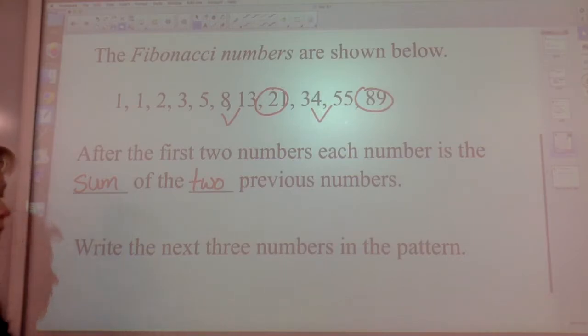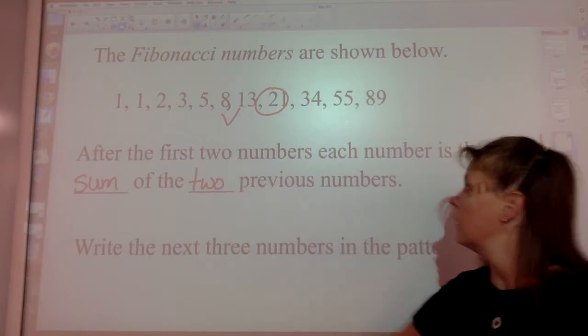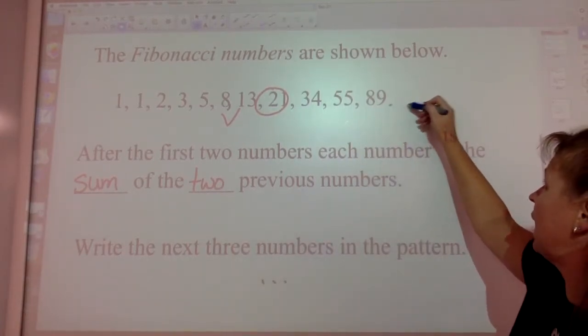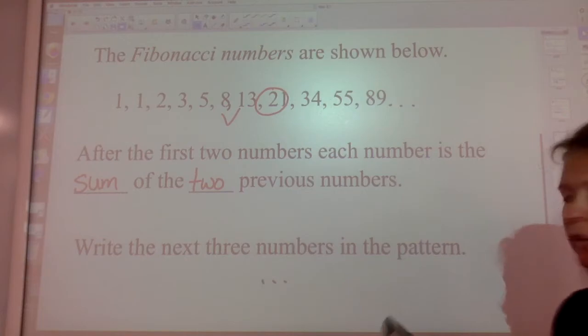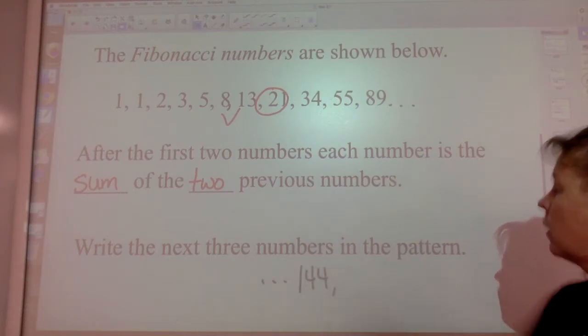Write the next 3 numbers in the pattern. If we're going to go with the next 3 numbers, dot, dot, dot, it came from 89. And I probably should have a dot, dot, dot up there as well. 89 plus 55, and yes, I'm using a calculator so I don't make any mistakes, is 144.